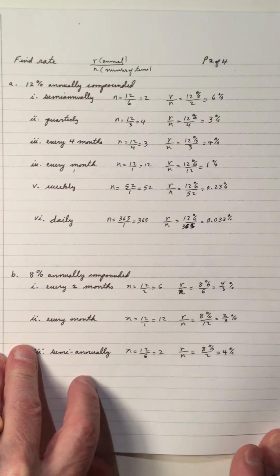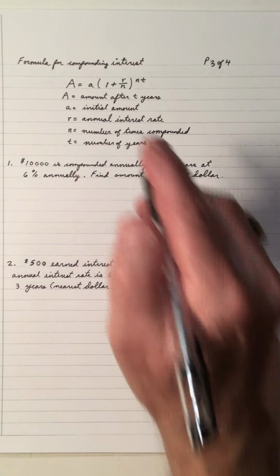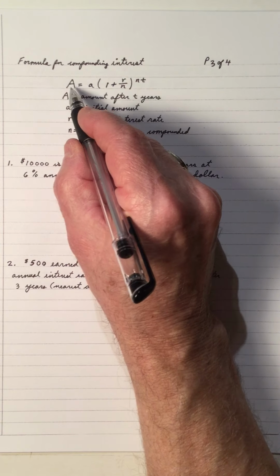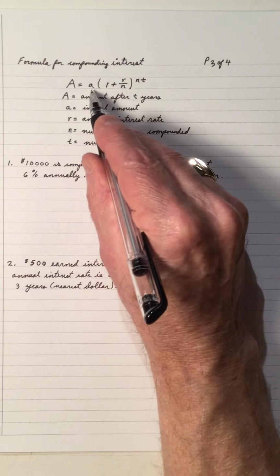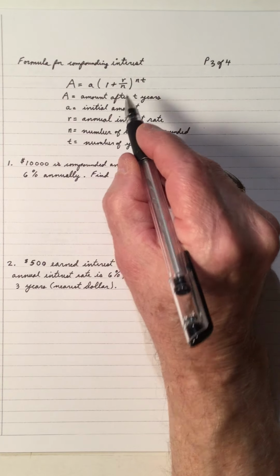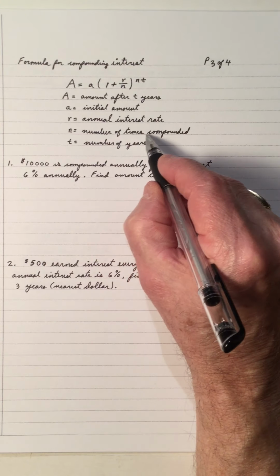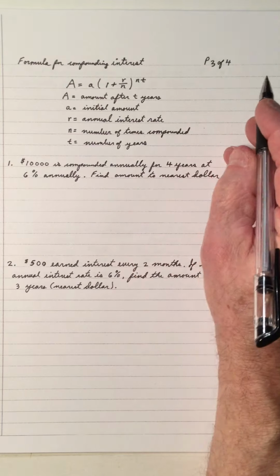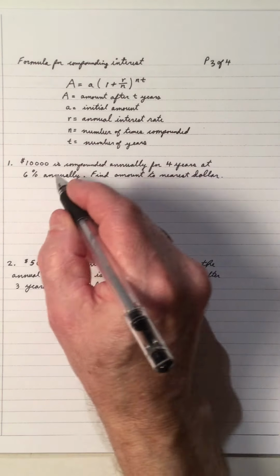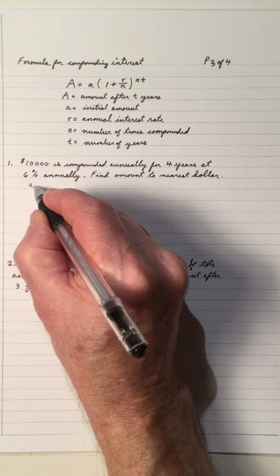Okay, let's continue. Let's look at the formula for this compounding. Formula for compounding interest: A is the amount after t years, and small a is the initial amount that we start with. R is the annual rate of interest, n is the number of times compounded, and t is the number of years. So let's try some problems.